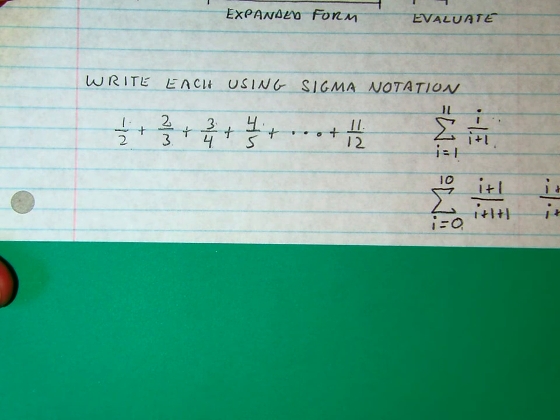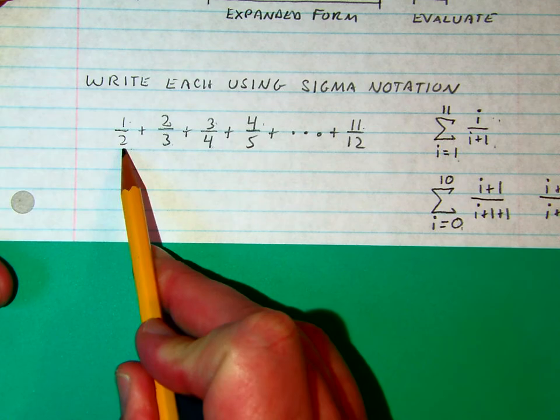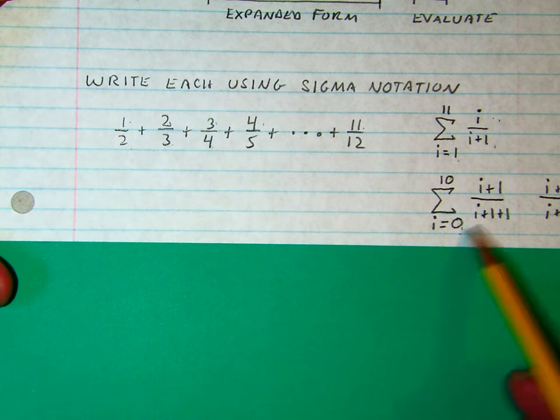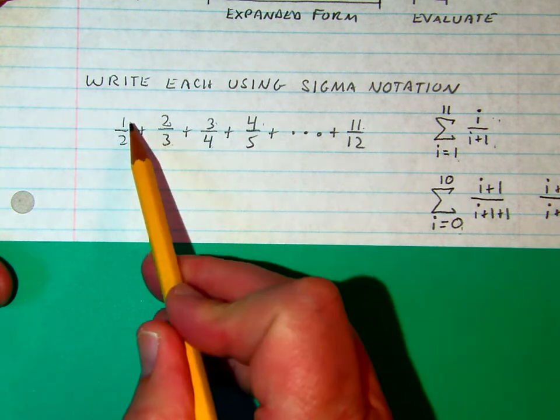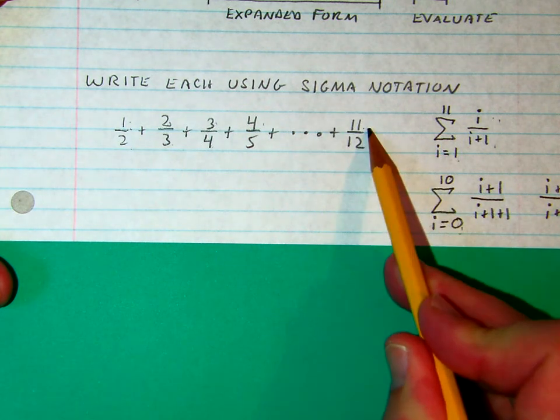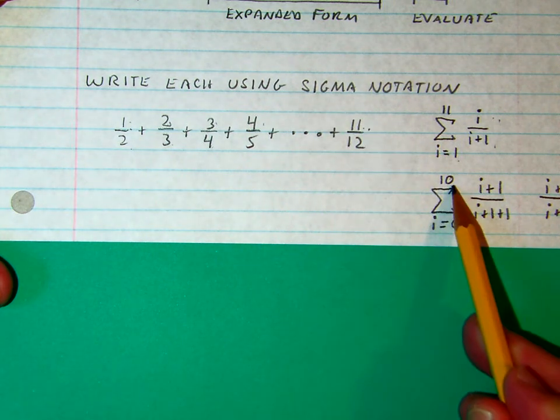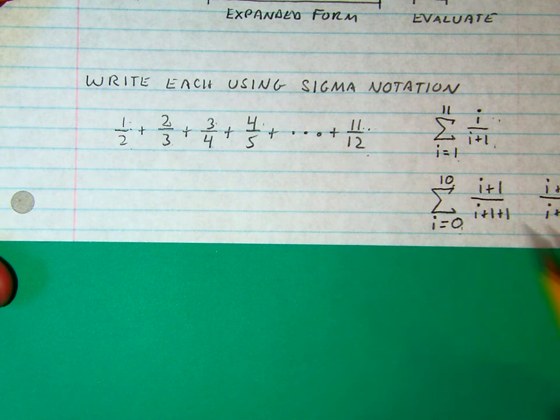You can always check this to make sure you're correct. For the first term, we better get 1/2. So if we plug in a 0, we get 1 over 2, which is a half. The last term, which will come from plugging in a 10, better give us 11 over 12. When you plug in a 10 here and here, you get 11 over 12.